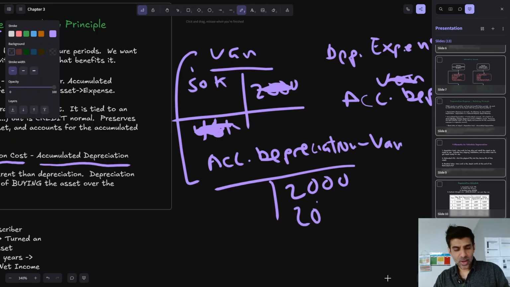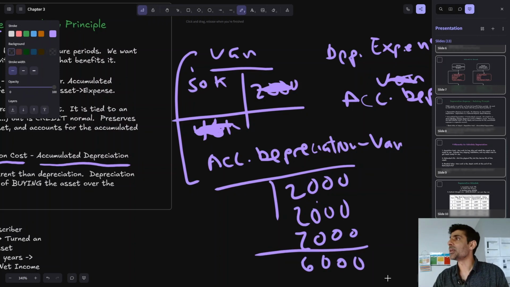And the next year, we're going to do another 2. And the next year, we'll do another 2. So now what is my balance? It's 6,000 here. What is the book value after 3 years?